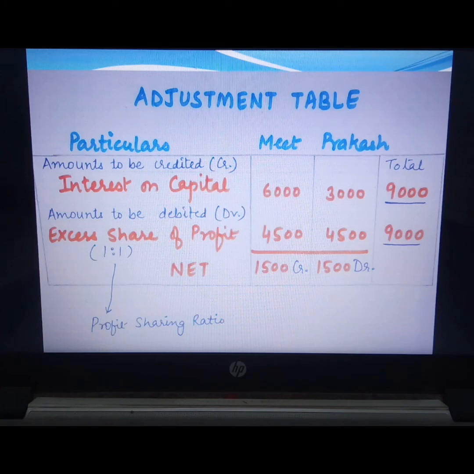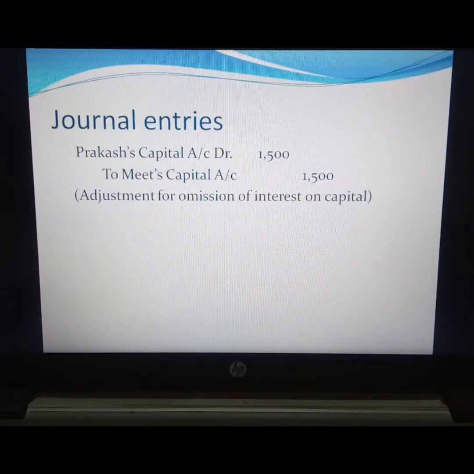The amount from which we were supposed to credit the accounts of the partners, with the same amount they are being debited to justify the excess share of profit that has already been distributed to them. Okay, now moving further, this is the journal entry that will be passed. Prakash's capital account will be debited by rupees 1,500 and Meet's capital account will be credited by rupees 1,500. Debit will be equal to credit and that will correct our particular statement. Do not forget the narration as well, which is the adjustment for omission of interest on capital.